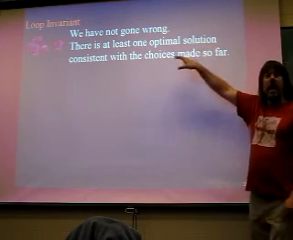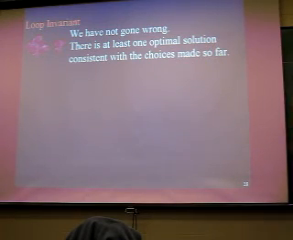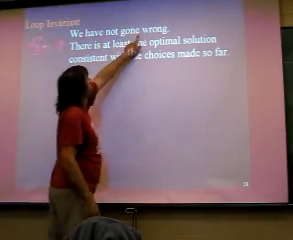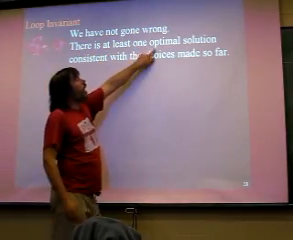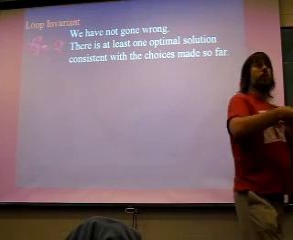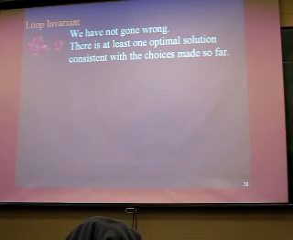Everybody, we're going to stop our class now, but before you go out, read and memorize this. You need to know this. We have not gone wrong so far. Why? There is at least one optimal solution consistent with the choices made so far. The algorithm has been grabbing these things and making choices, and there exists at least one optimal solution consistent with those choices. And that's the loop invariant we're going to maintain.